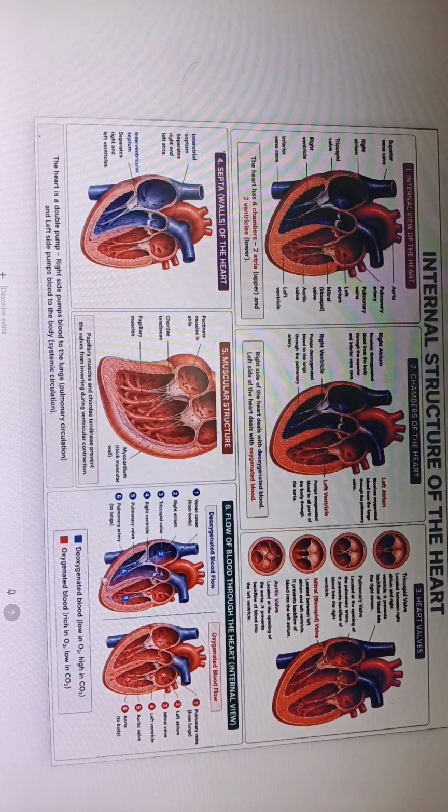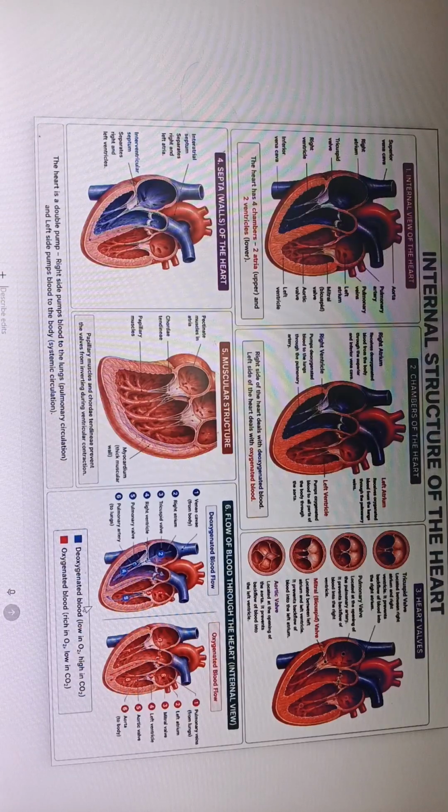The heart is called a double pump because in a single cycle, the right side of the heart pumps deoxygenated blood to the lungs for purification, which is called pulmonary circulation. The left side of the heart pumps oxygenated blood to all different organs of the body through the aorta. This is called systemic circulation.